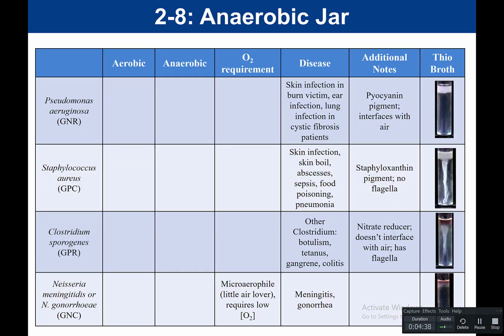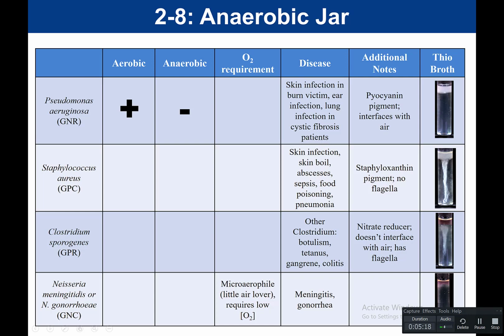So let's go through and fill in this table. Our first organism is Pseudomonas aeruginosa. And Pseudomonas aeruginosa is a gram-negative rod. That's what this abbreviation stands for. And did it grow on our aerobic plate? The answer is yes. It grew on the aerobic plate. Did it grow on the anaerobic? The answer is no. It did not grow on the anaerobic plate. So it grew aerobically, but not anaerobically.